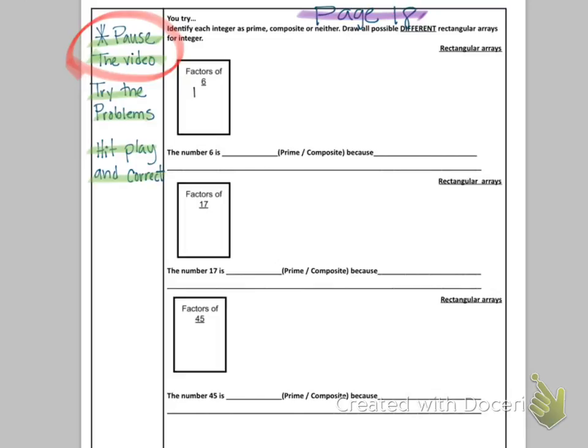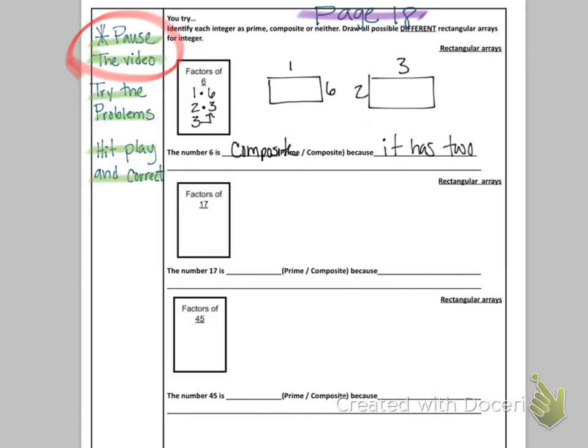The factors of 6 always start with 1. 1 times 6, 2 times 3. After 2 comes 3, however we already have it, so therefore you automatically know you're done. The rectangular arrays would be 1 by 6. Again, 1 by 6 going horizontal is the same as 1 by 6 going vertical. You can have it either way, but not both. And also 2 by 3. The number 6 is composite. It is composite because it has 2 factor pairs. There are 2 ways you can come up with the number 6.